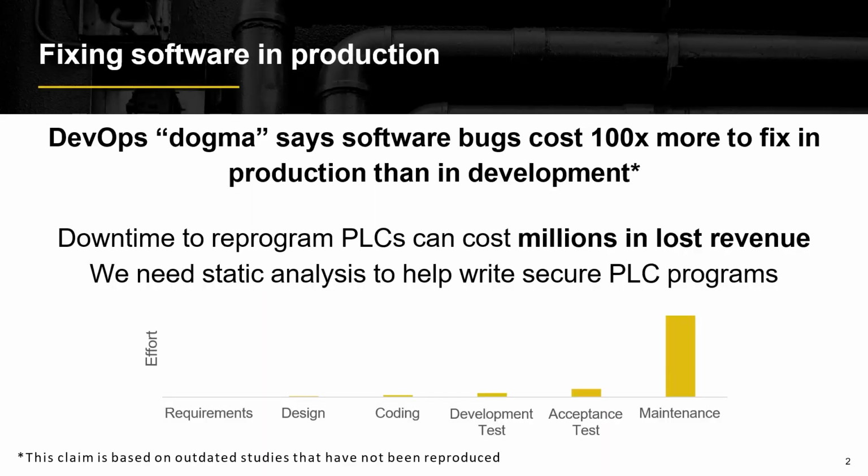Now, I have to caveat this statement by saying it's maybe not the most well-backed by evidence. It often references a paper that's from quite a long time ago that hasn't been replicated. But even if it's not quantitatively correct, I think we can all agree that it's directionally correct. And especially in ICS, it's believable that it could cost that much more, because anytime you have PLC downtime, that could cost you millions in revenue.